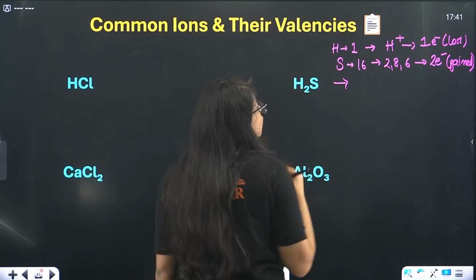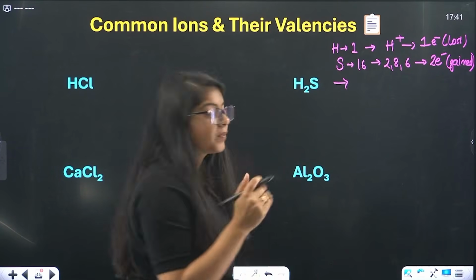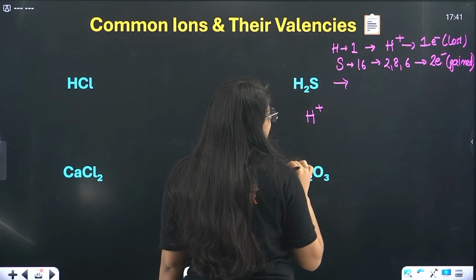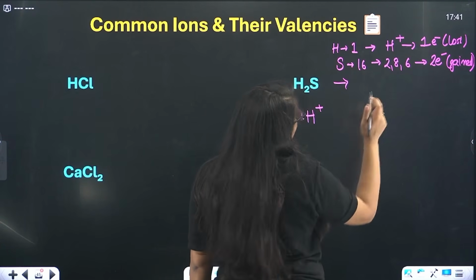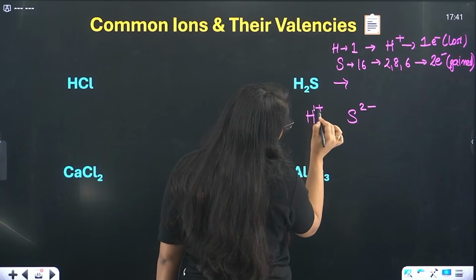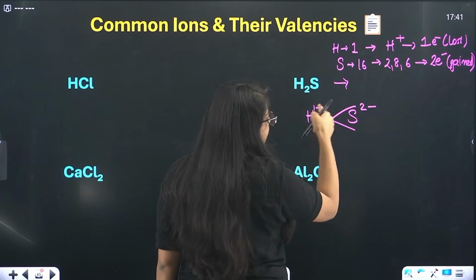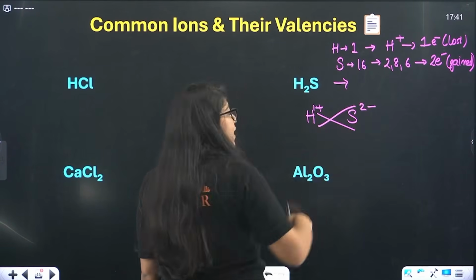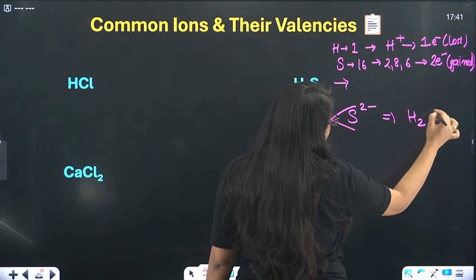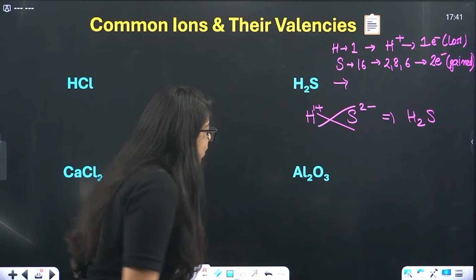That means H2. But how will you write this? You write with the help of valency. H is always plus. Sulfur needs 2 electrons, that means S is 2 negative, right? So you just cross multiply these numbers that are in their heads, and write them down in the feet. So you will get H2S.